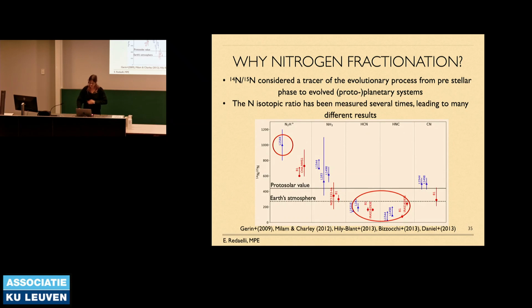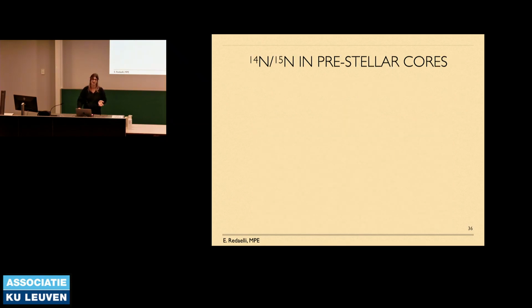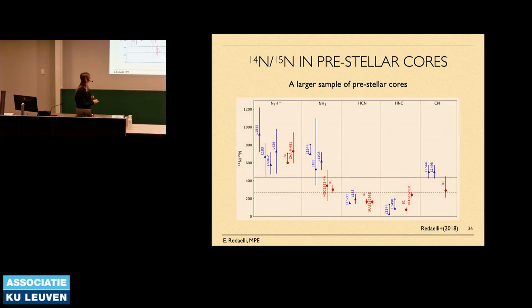So we went back to add a few more prestellar cores. These molecules are, of course, extremely rare, so their emission is about tens of millikelvin. So you cannot do a survey of them. You take 5-8 hours per source to have one spectrum. But we measured these in 3 more cores, and you see that all the values are well above the elemental value. So what is happening?